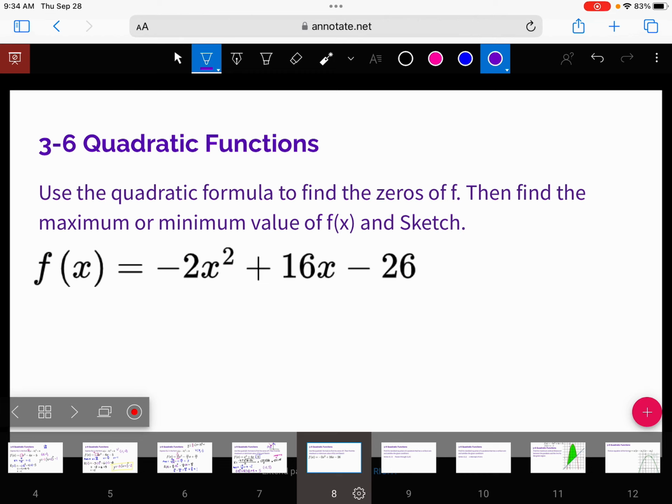It's just like this one. So we're supposed to use the quadratic formula to find the zeros, find the maximum or minimum value of f of x, and sketch. Maximum or minimum value of f of x just means find the vertex. So same exact vibe that we just had. It's just bigger numbers, so the quadratic formula gets a little ugly.